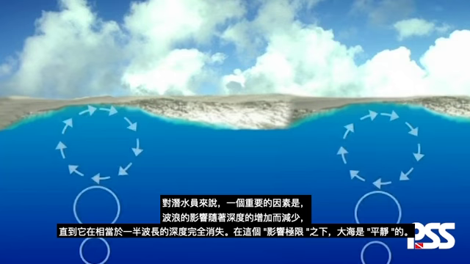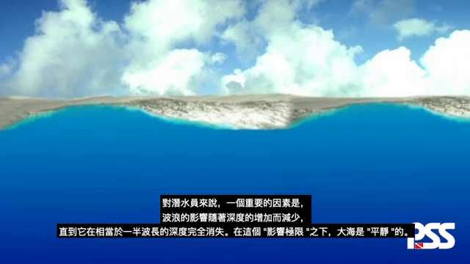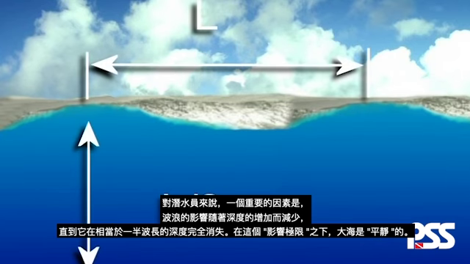An important factor for divers is that the influence of the wave decreases with depth until it completely disappears at a depth equal to half the wavelength. Beneath this limit of influence, the sea is calm.